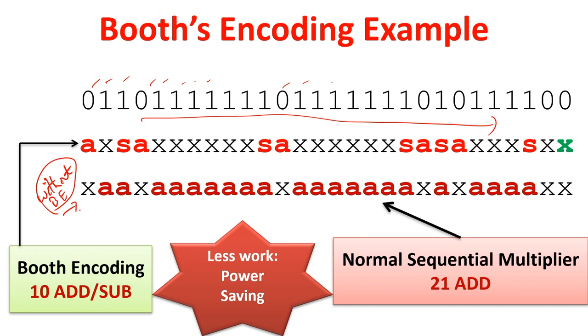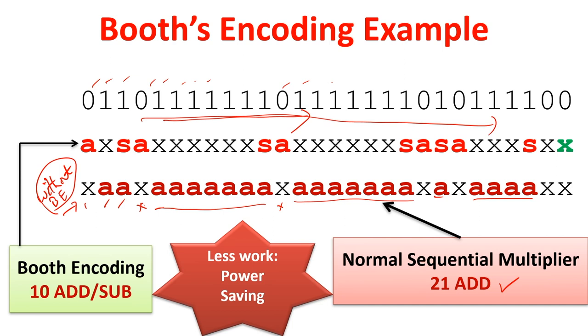If it is 0, then we do not need to do anything. If it is 1, then we need to do an addition for every corresponding bit. In this case, we require 21 additions. We need to do 21 additions for this string, for this number. Suppose this is a multiplier, then we need to do 21 additions.